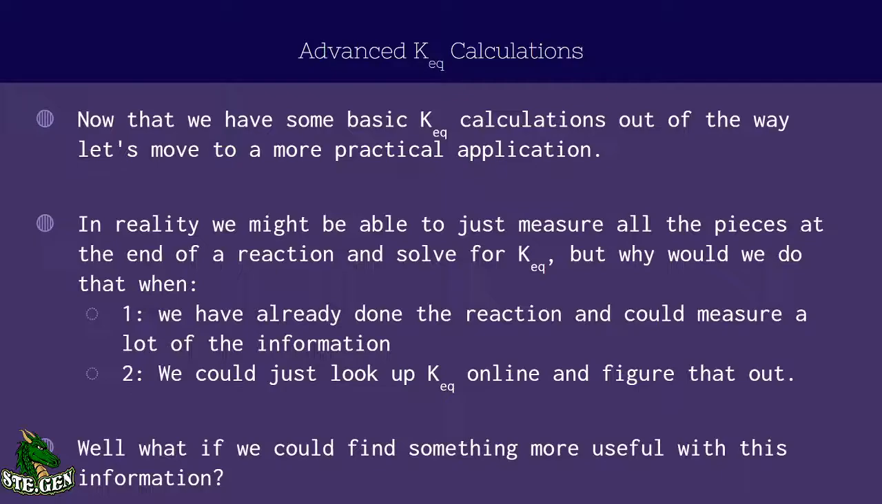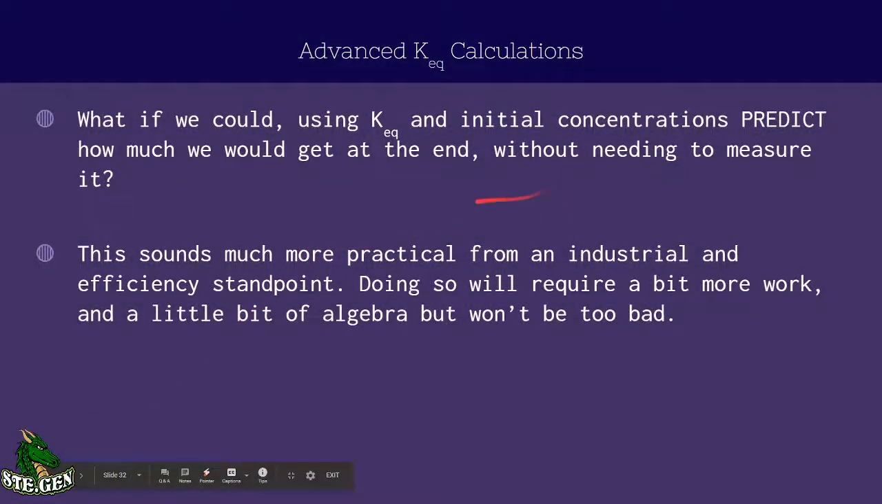So what if we could find something more useful with our KEQs? What if we could do something a little bit more beneficial using the same type of problems that we've talked about? What if instead of using our final stuff to find KEQ, I could tell you a KEQ and then tell you what you start with, and then you predict what you would have at the end of a reaction without needing to measure it? Now that sounds a lot more practical from an industrial and an efficiency standpoint.